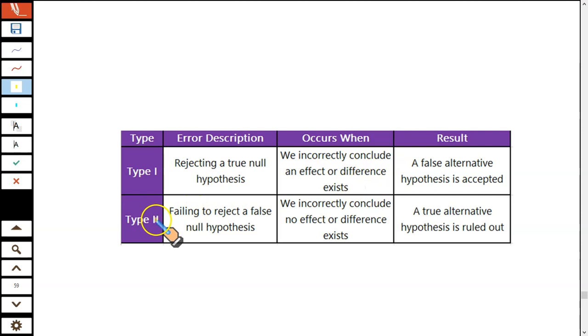Type 2 error: failing to reject a false null hypothesis. When you fail to reject a false null hypothesis, you accept the null hypothesis. A true alternative hypothesis is ruled out. So you do it in the opposite direction. We incorrectly conclude no effect or difference exists. So that's the summary.